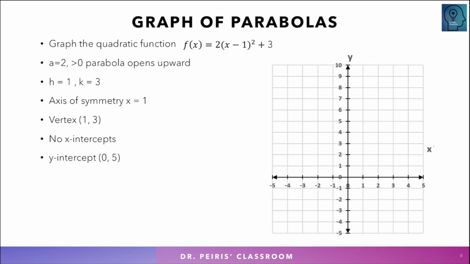So let's draw the axis of symmetry first, which is at x equals 1. And then the vertex (1, 3). So here is the vertex at (1, 3). Then no x-intercepts, the y-intercept is (0, 5). You can see why there are no x-intercepts, because here is the vertex and this is the minimum point, because the parabola opens upward.